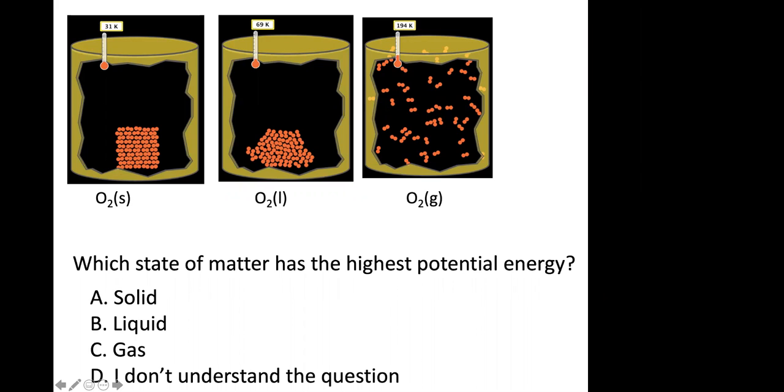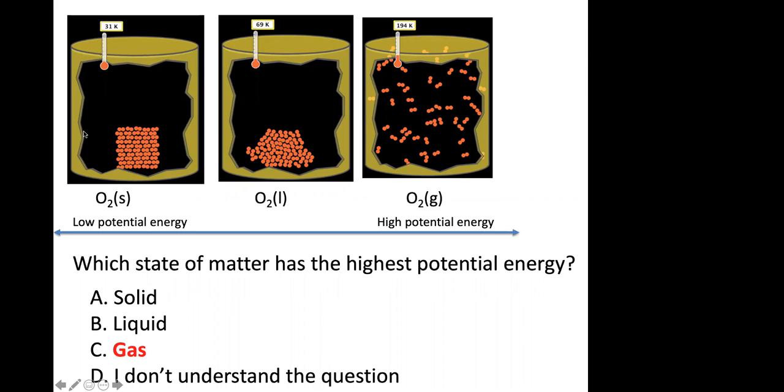Now let's think back to what we just saw when we were thinking about our gravity. When the objects were further apart, there was a certain potential energy. And then as they came together, the potential energy went down. The particles of matter had a potential energy, and as they came together, the potential energy decreased.